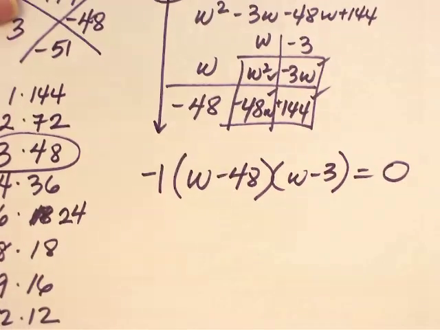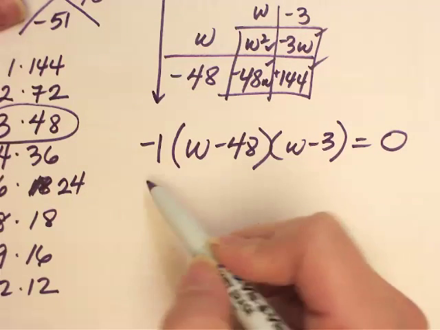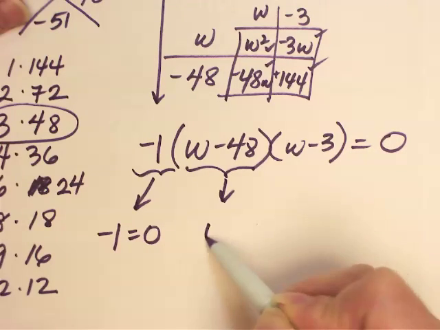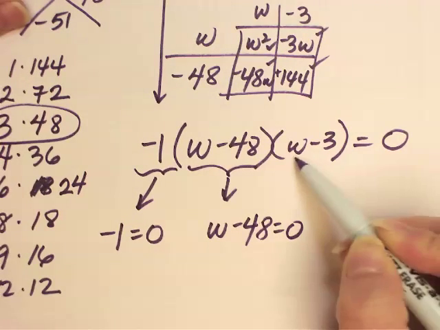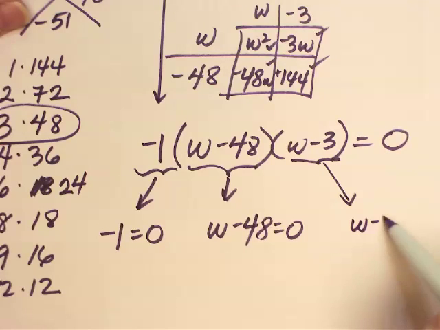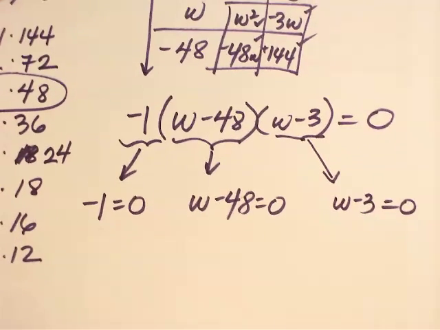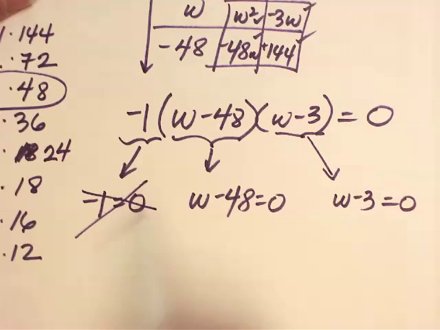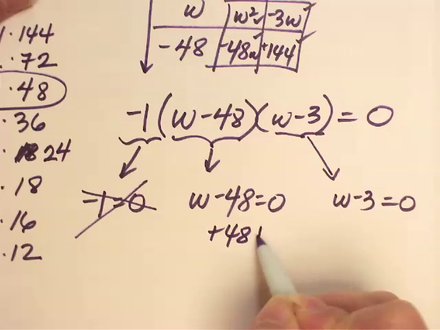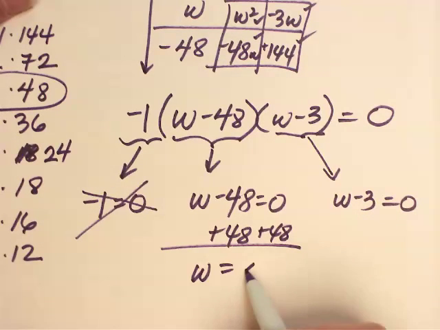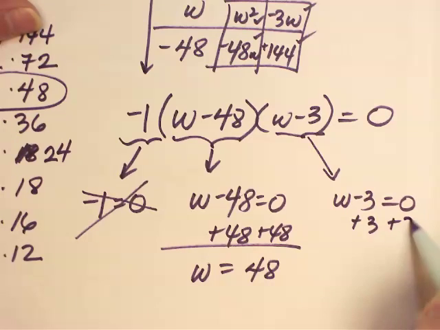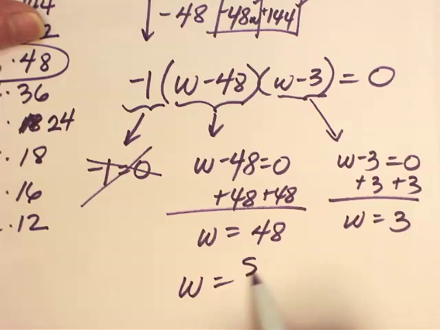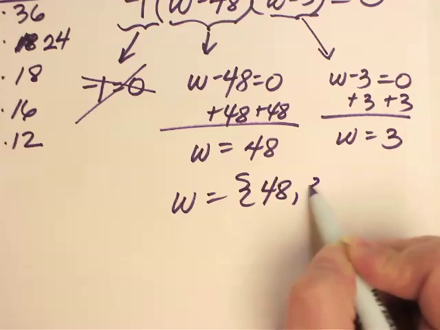Now I'm going to continue solving, making each factor equal to 0. Negative 1 equals 0. W minus 48 equals 0. And finally, W minus 3 equals 0. Each set equal to 0. This first one doesn't work, negative 1 does not equal 0, so we can toss that one out right away. For W minus 48, I get W equals 48. Add 3 on this one, so I get W equals 3. So right now I have a solution set of W could equal 48 or positive 3.